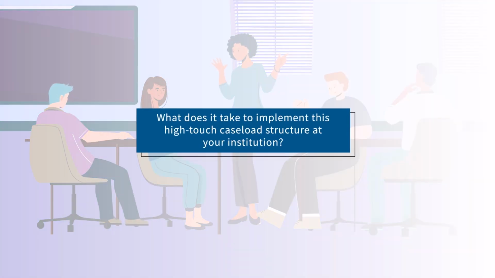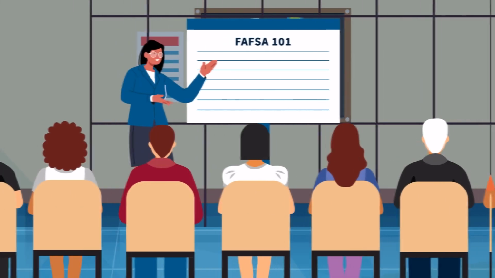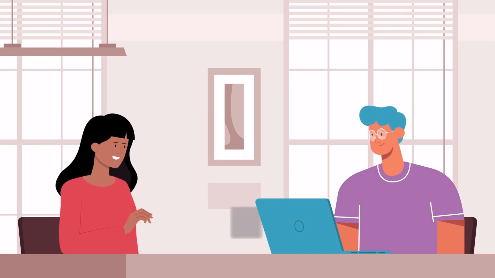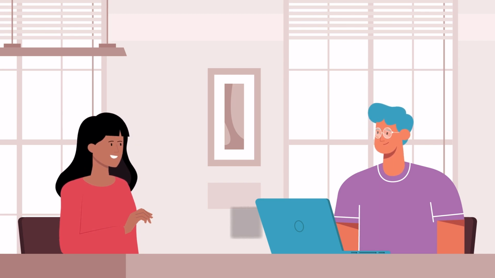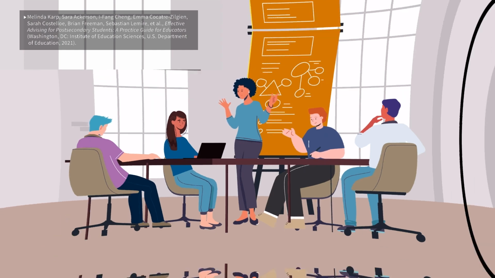What does it take to implement this high-touch caseload structure at your institution? Offer group coaching sessions or workshops that count towards requirements students must meet. For example, a student could attend a FAFSA 101 workshop and a one-on-one coaching session to fulfill their twice-a-month requirement. Attending group sessions or workshops also helps introduce students to a broader range of staff members and resources on campus and promotes a sense of social belonging by bringing students together.